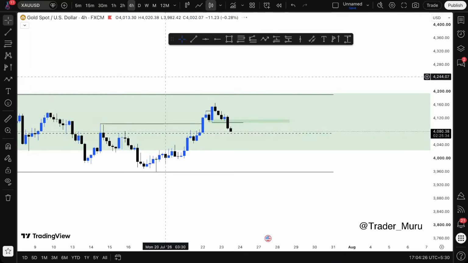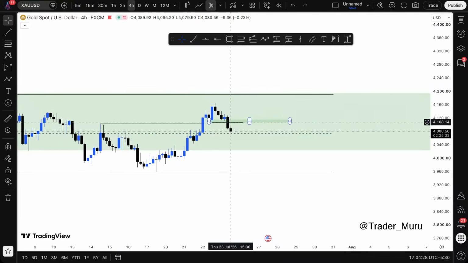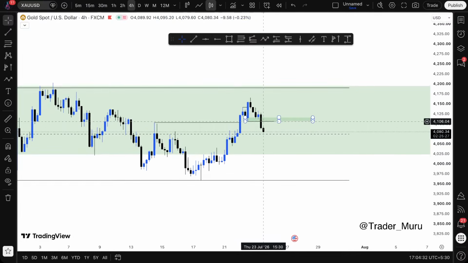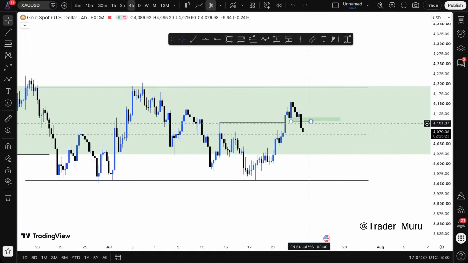So we need this 4 hour candle closing today below this low to be a bearish structure, and we will watch it here.